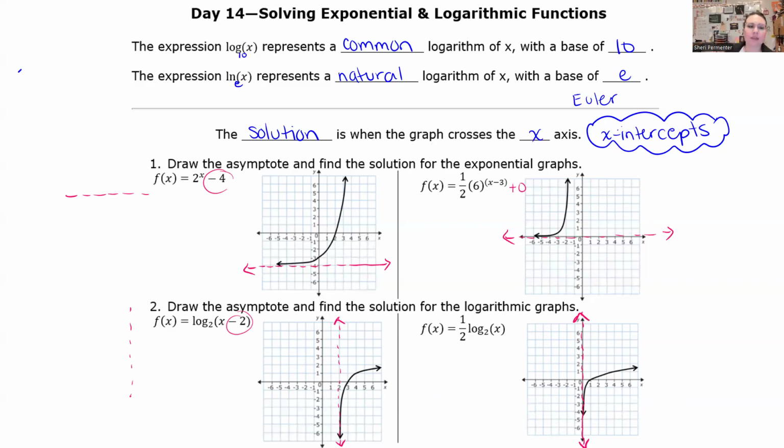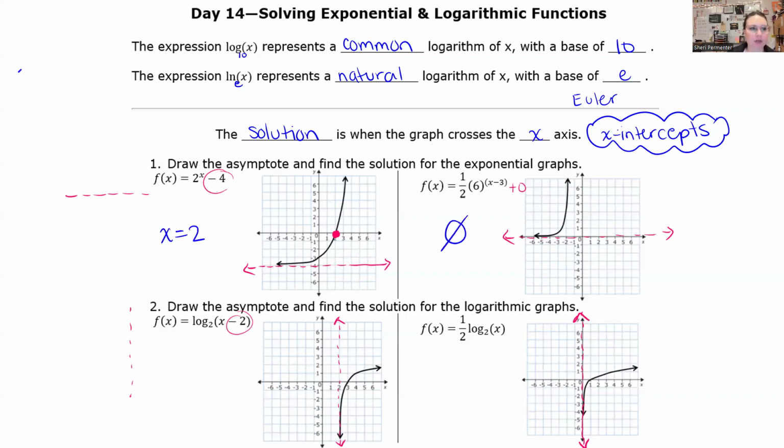The second part of this is identifying what those x-intercepts are. So for the first one, where does it cross the x-axis? 2. Yeah, just right there at 2. So my answer is, my page switched, the answer is x equals 2. For the next one, where does it cross the x-axis? Never. So we would say that this is no solution.